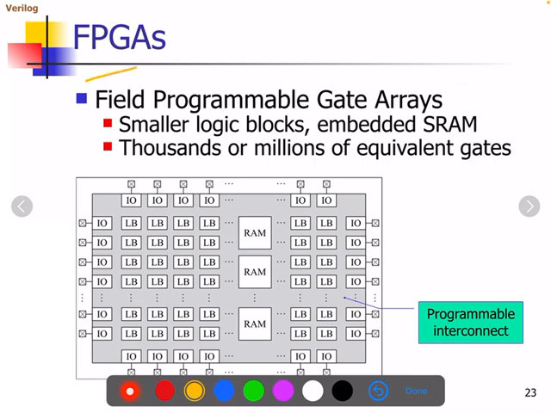Apart from that, there is another variant called FPGAs, field programmable gate arrays. It contains smaller logic blocks. You can see that multiple logic blocks are there on the board. LB, whatever you're seeing, is a logic block. Embedded static RAMs are connected over here. Thousands and millions of equivalent gates are there in order to implement the logic. So a field programmable gate array contains logic blocks and embedded SRAMs.